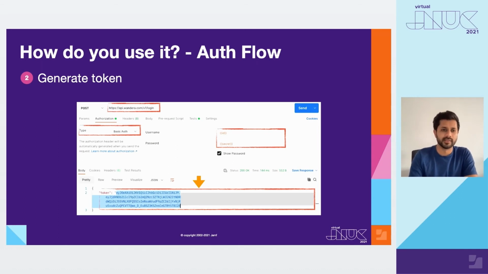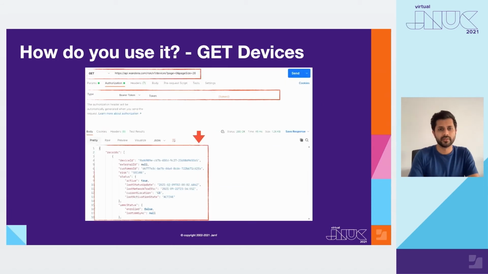For security reasons, each token is only valid for 15 minutes and will need to be renewed simply by following the same steps all over again. Once you have your token, you're ready to start making calls to other endpoints.